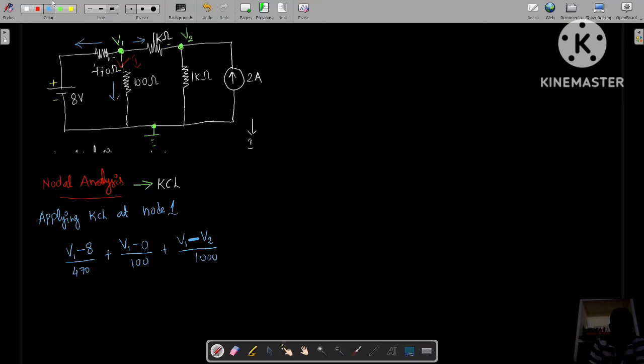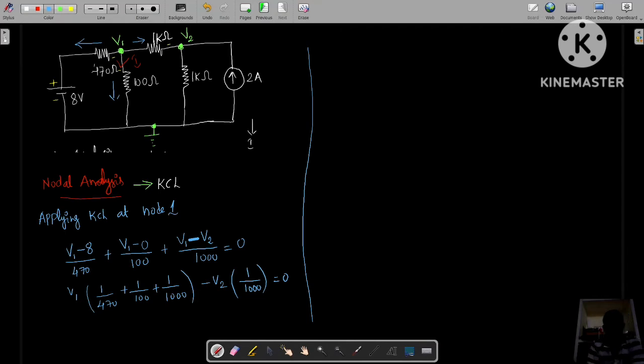Hence we are getting the equation like this, with the sum equal to 0. Now bring all V1 terms to one side. Taking V1 as common, you will get 1 by 470 plus 1 upon 100 plus 1 upon 1000. And for V2, it is minus V2 into 1 upon 1000, is equal to 0.